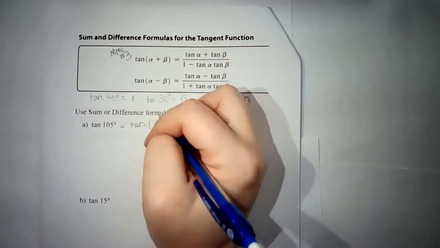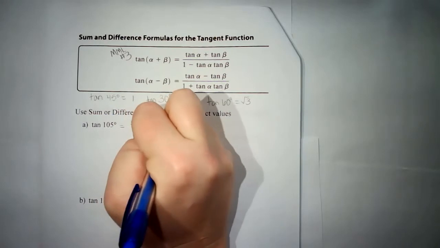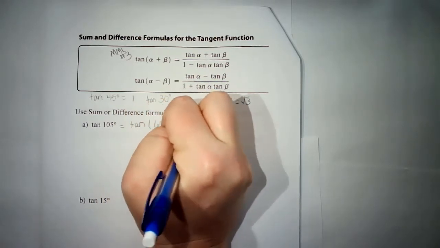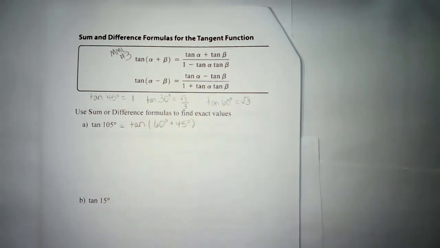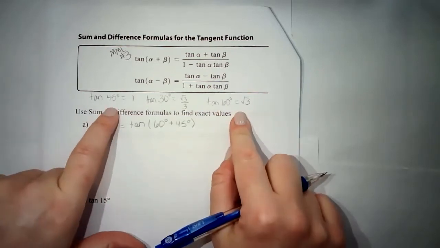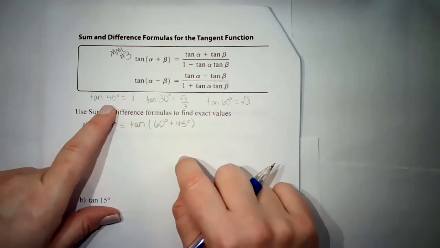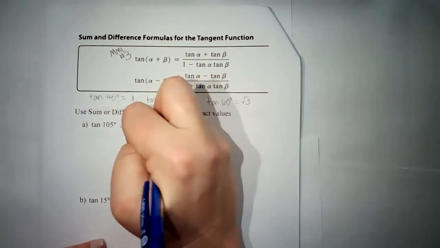Tan of, let's see, I could do 60 and 45. You could do 45 and 60. It doesn't really matter what order you put them in, but these add up to be 105, and they're the easiest ones in my opinion. So this would be the easiest route. Let's see what that turns into.